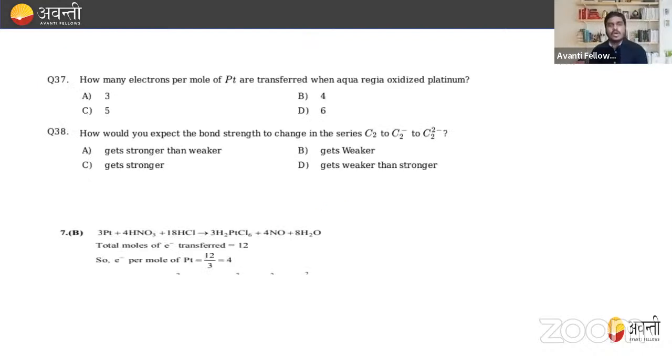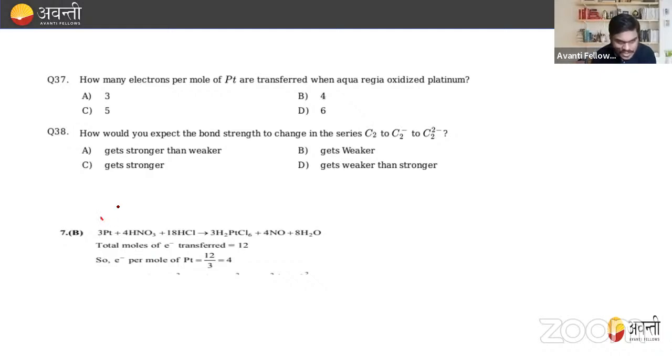Okay, so how many electrons per mole of platinum are transferred when aqua regia oxidizes platinum? First of all, what do you mean by the term aqua regia? Aqua regia means what, beta? That is when HNO3 is treated with HCl. The HNO3 and HCl mixture is known as aqua regia. So the question asks how many electrons per mole of Pt are transferred when aqua regia oxidizes platinum.